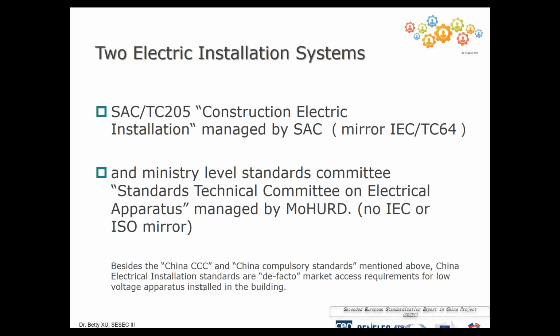Besides the China SESEC and China compulsory standards mentioned above, China electrical installation standards are also de facto market access requirements for low voltage apparatus, because if you want to have your low voltage apparatus or products installed in civil buildings, you also need to fulfill the China installation rule.